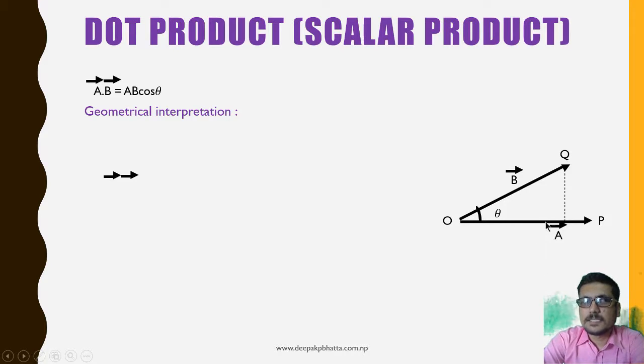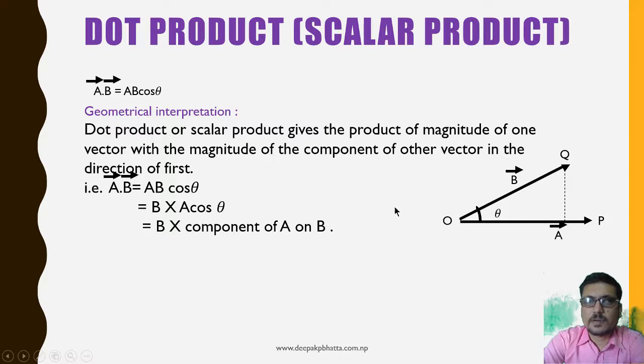The dot product is B times A cos theta. A cos theta is the base, with A as the hypotenuse. Then B times A cos theta means this AQ. This AQ is normal to OP, so this is the component of A on B. That's why we can say that in geometrical interpretation, the dot product gives the magnitude of B times the component of the other vector on that vector.